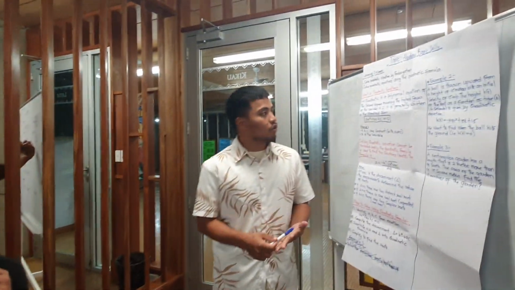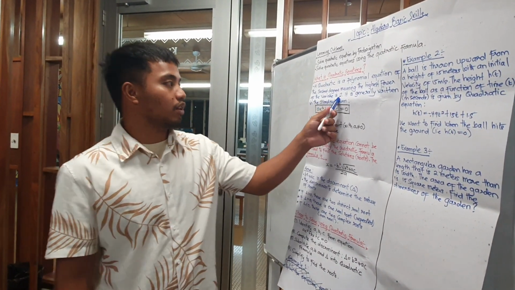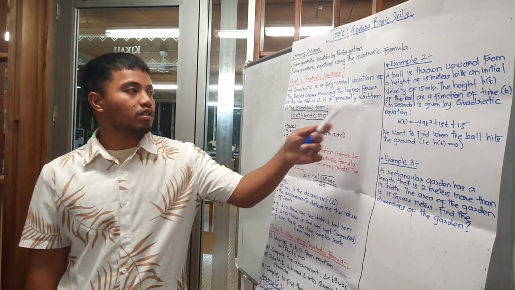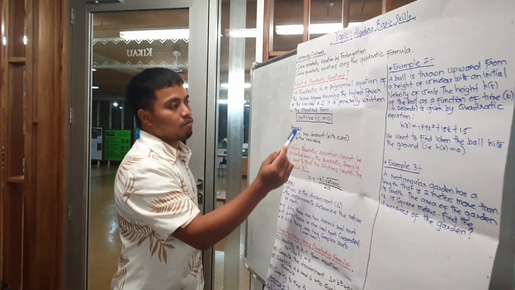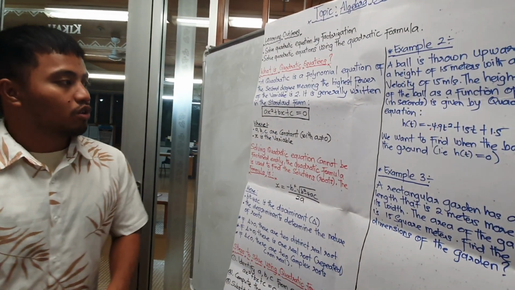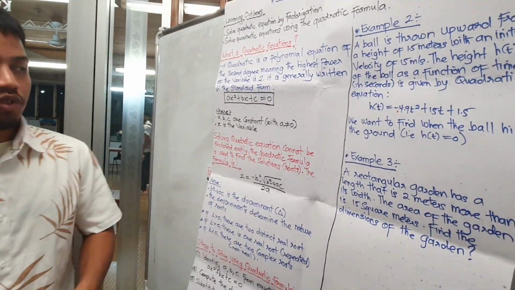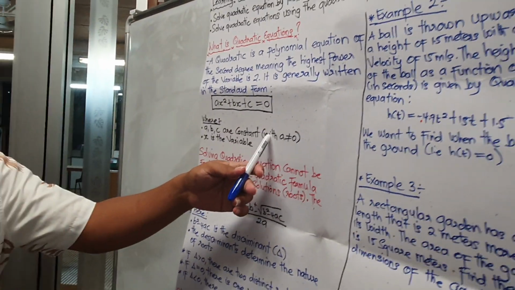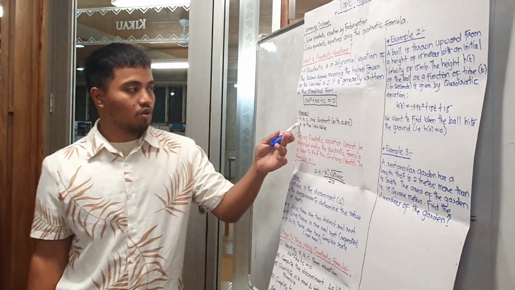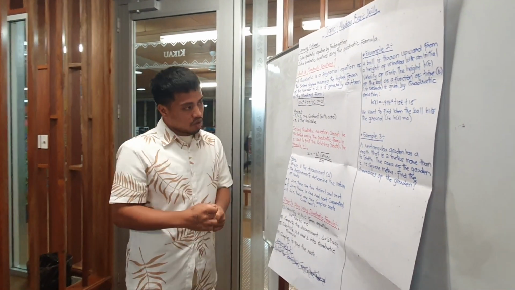What is a quadratic equation? A quadratic is a polynomial equation of the second degree, meaning the highest power of the variable is 2. So a quadratic equation can generally be written in this standard form: ax squared plus bx plus c equals 0. As you can see here, a, b, and c are constants, with a not equal to 0. And x is the variable.